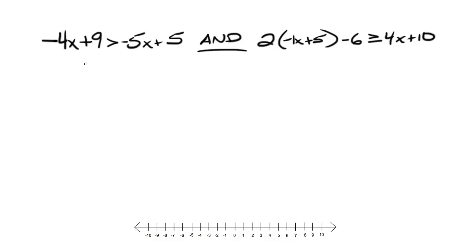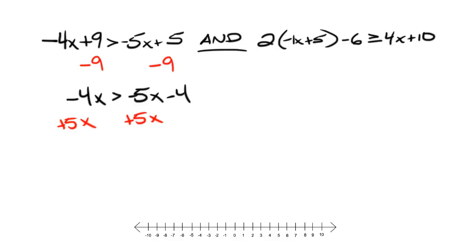What I'm going to do is move these numbers here to the right-hand side by subtracting 9 from both sides. And then I'm going to add 5x to both sides, giving us x, or 1x, is greater than -4. Okay, so that's my solution set for the first inequality.